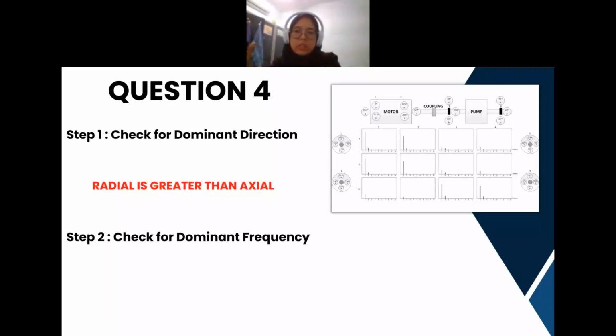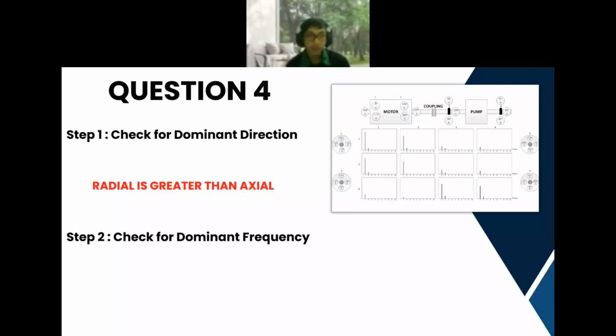I think angular misalignment can also be neglected, because for angular misalignment axial is greater than radial. So it's down to three or four options. Which option can we try?